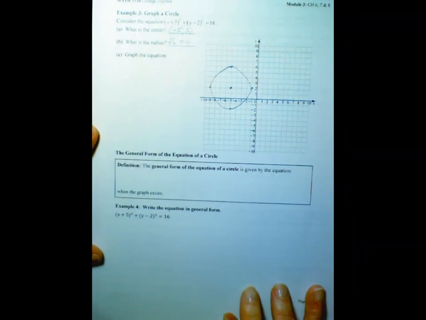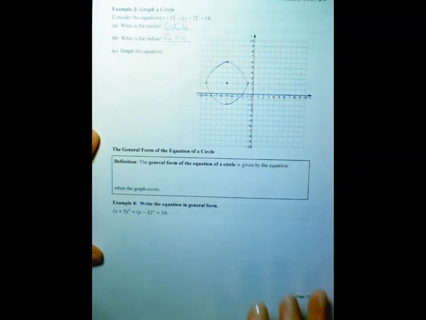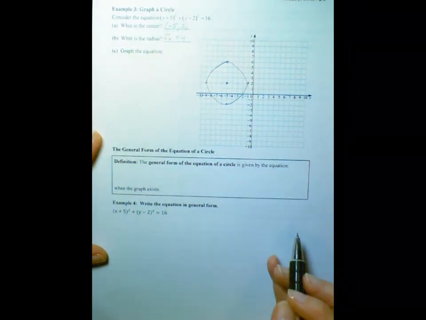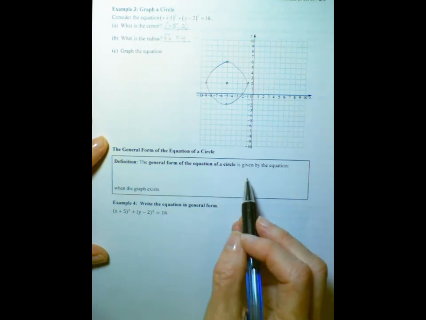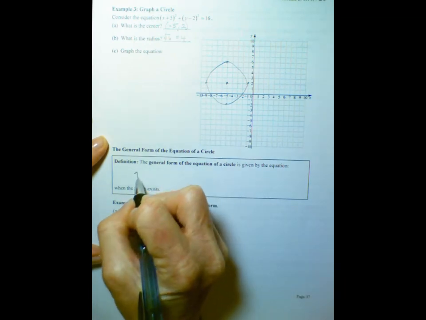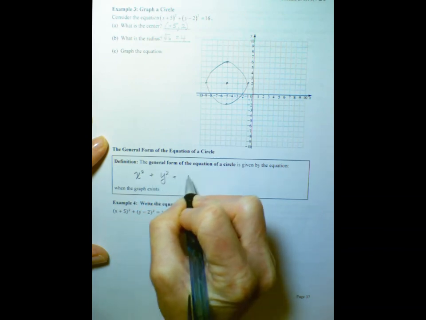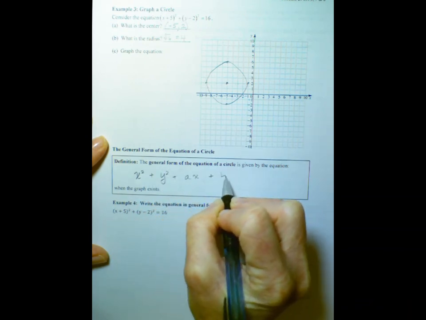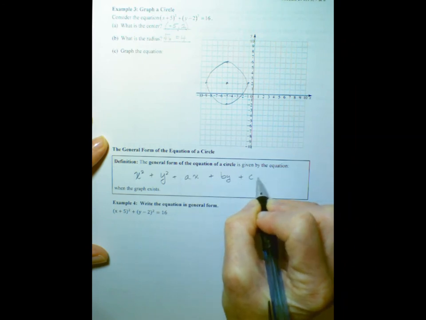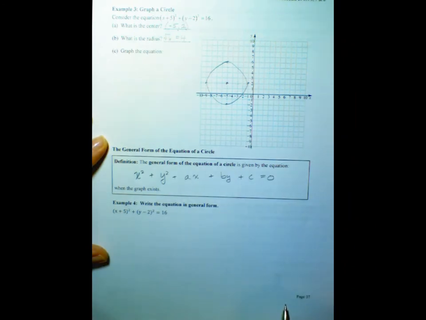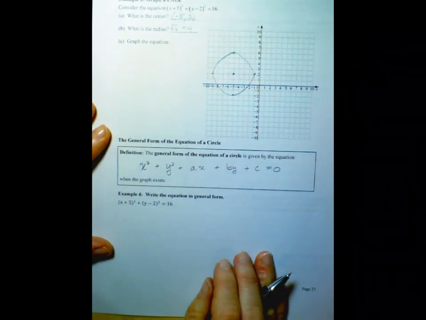Okay, now let's look at the general form for the equation of a circle. We often have two forms, and in this case, our standard form shows the center and the radius. The general form for the equation of a circle looks like this: x squared plus y squared plus ax plus by plus c equals 0. And it's given by this equation when such a graph exists.